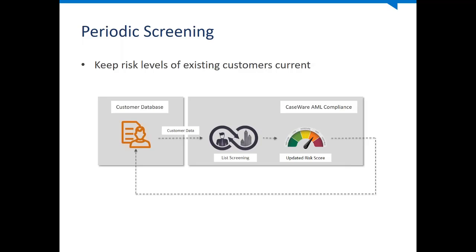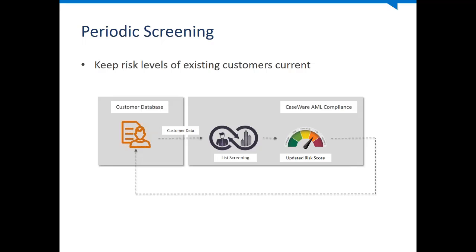is the periodic screening. So, all right, you onboarded Andrew Simpson, and at that time when you onboarded Andrew Simpson, everything was great. And then now Andrew Simpson is turning up when we do a periodic screening of all the customers. He's turned up as a high-risk individual.